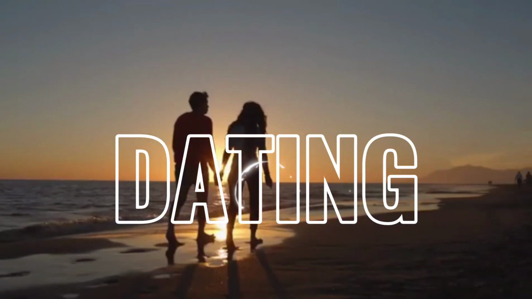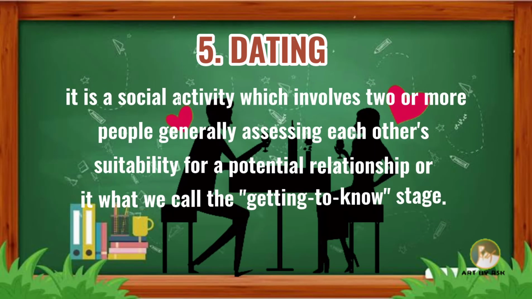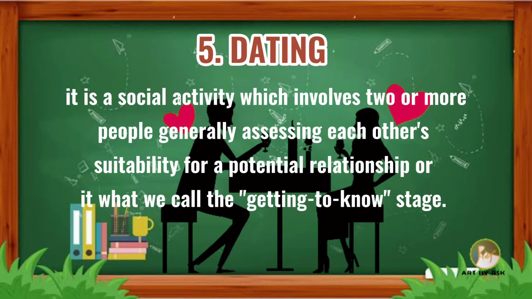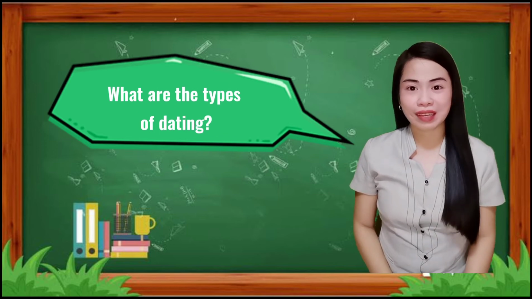Let us have our fifth basic term of our lesson, which is dating. Dating is a social activity which involves two or more people generally assessing each other's suitability for a potential relationship, or what we call the getting to know stage. What are the types of dating?